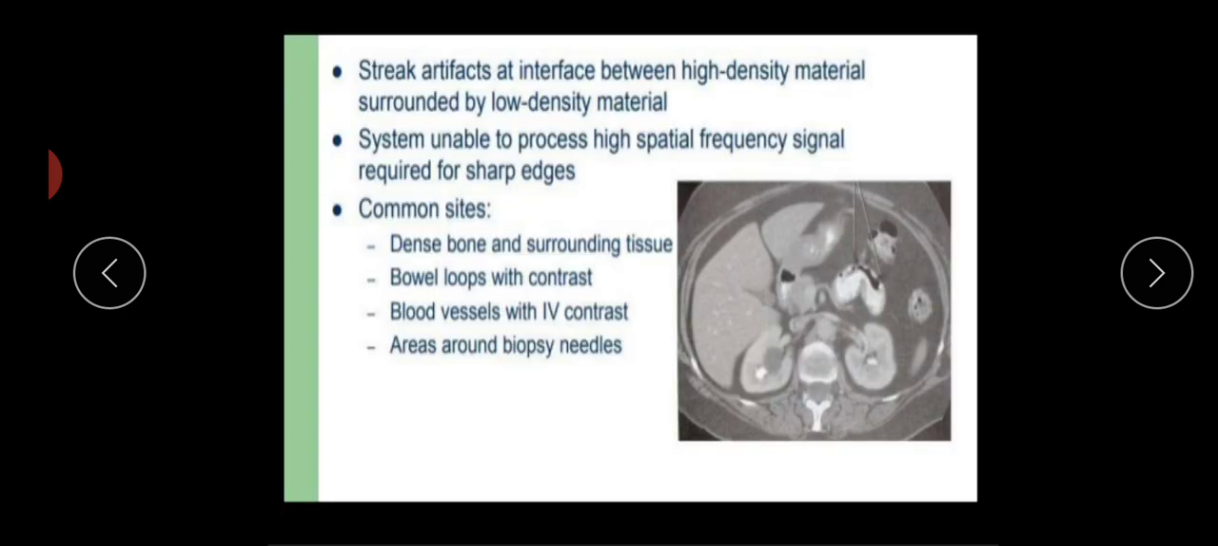Let us talk about some of the artifacts in detail. The first one is the streak artifact. Streak artifacts occur at the interface between high density material surrounded by low density material. The system is unable to process the high spatial frequency signal required for sharp edges. Common sites of streak artifacts are dense bone and surrounding tissues, bowel loops with contrast, blood vessels with IV contrast, and areas around biopsy. What are the major issues involved in streak artifacts and how are they caused?